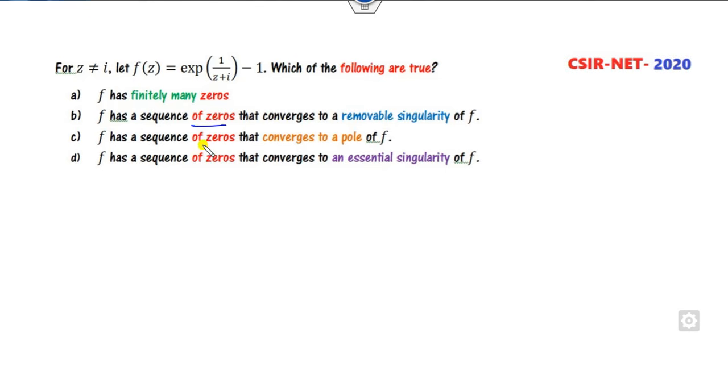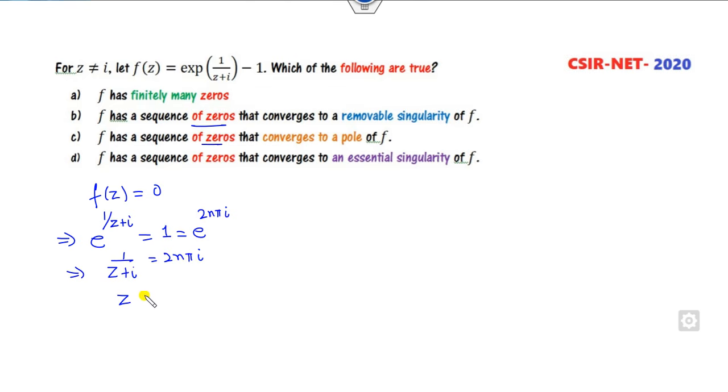Okay, they are talking about the number of zeros. So how can you find that? I can take this as 0, e raised to power 1 plus z, this is my 1. I can write this as 2nπ iota in terms of complex numbers. So z plus iota is 2nπ iota. So z is 2nπ iota minus iota, where n is a natural number. So it has finitely many zeros is cancelled because this is infinite.